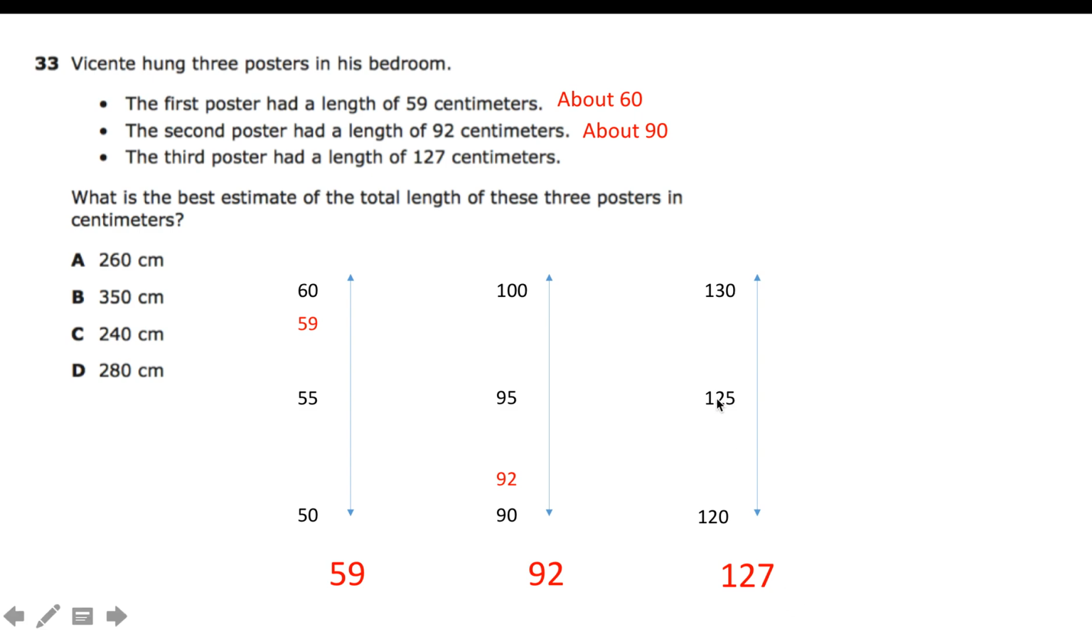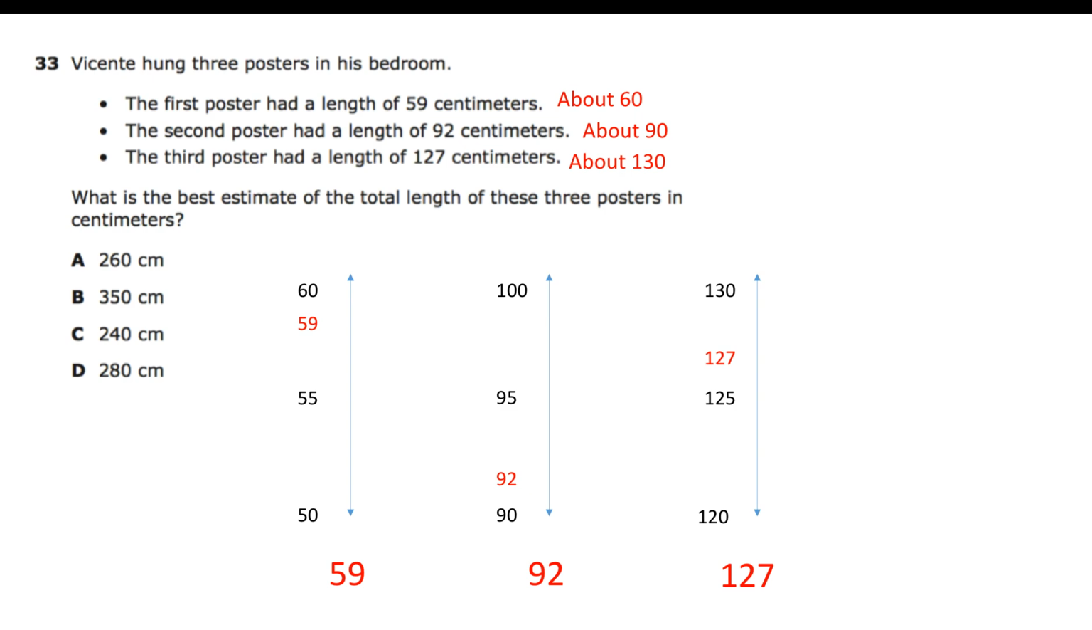Is that going to go above 125 or below 125? It's going to go above 125 because it's greater than 125. 7 is greater than 5. So then we know to round up to 130. So we can say that 127 is about 130. Great. So I've estimated all 3 of these numbers.